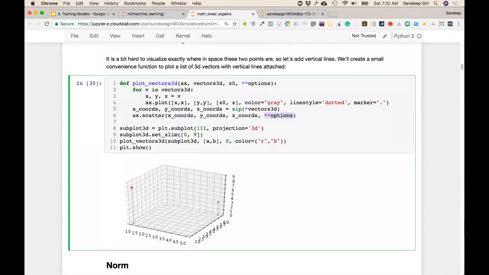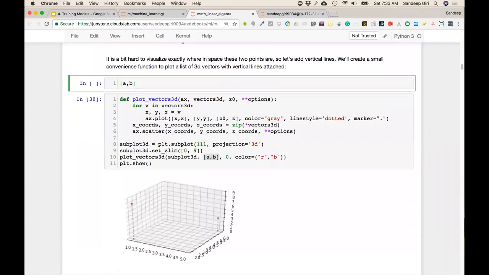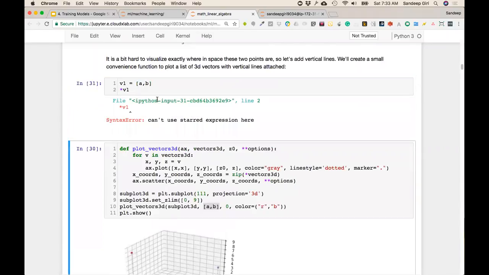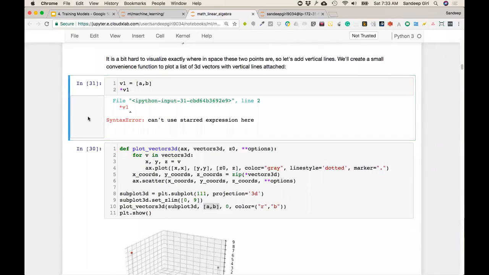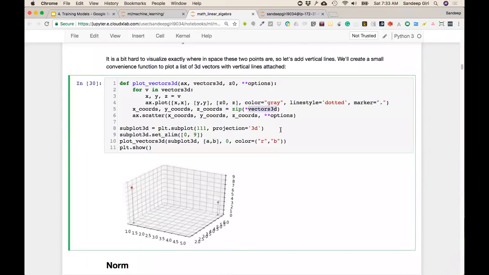A question from Nirav. Could you print vectors 3D? Okay. So as in this one. All right. Let me just see what it means by V1. Okay. All right. I'm not sure what it means here, but yeah.